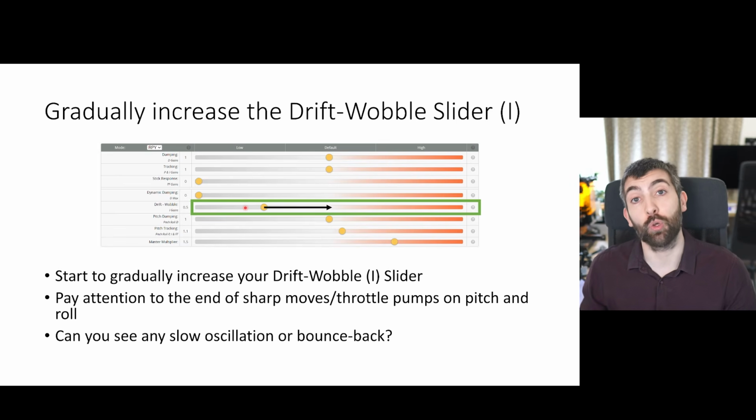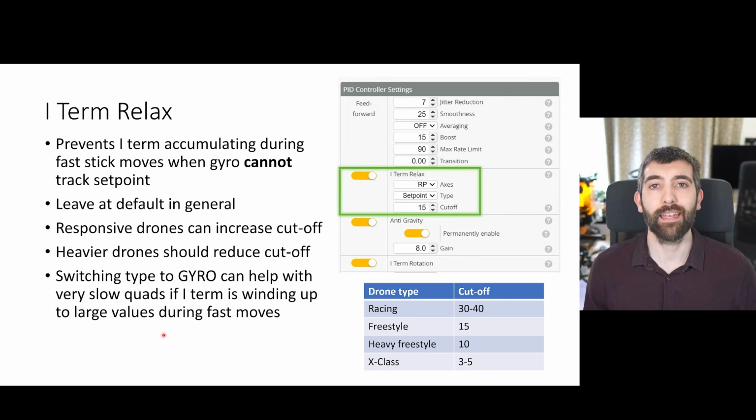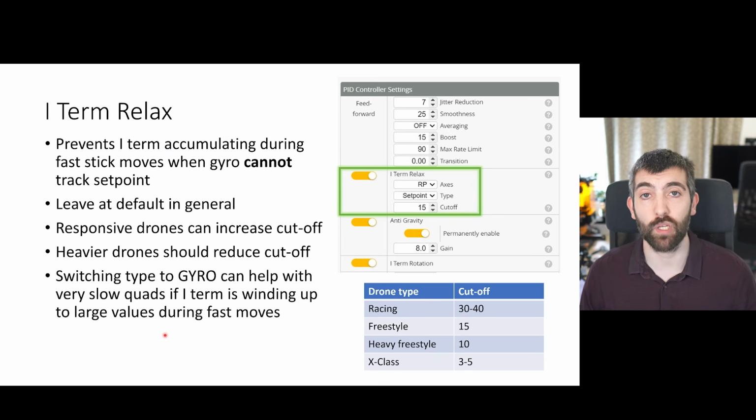That's an indication that you've gone too far. You now have too much I gain and need to turn it back down. Now that we've got the I term nicely tuned, I want to take you through some of the tools Betaflight gives you to modify its performance for certain situations. Starting with I term relax.